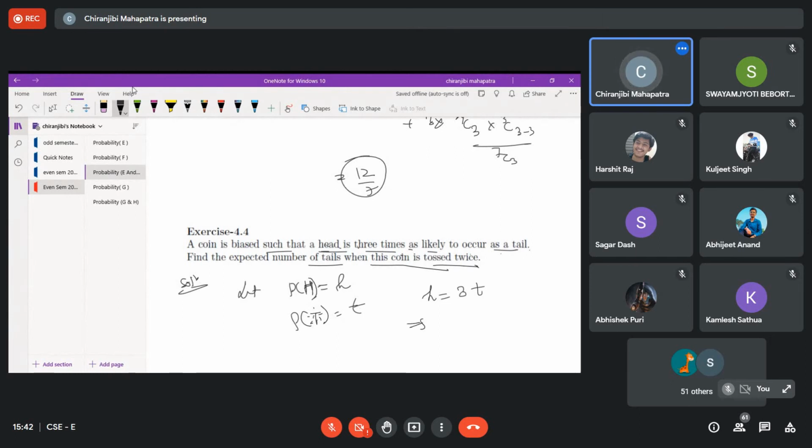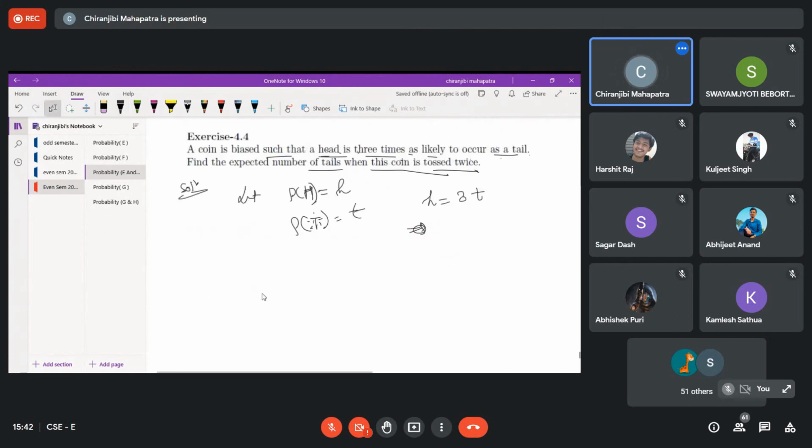Okay, so we know that total probability is equal to 1. So that means h plus t equals 1. So h is equal to 3 times t, plus t equals 1. So t equals 1 by 4.